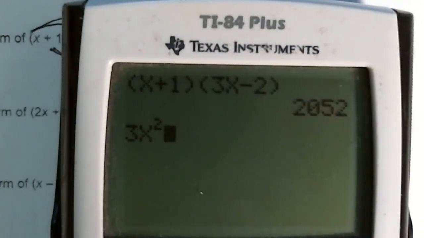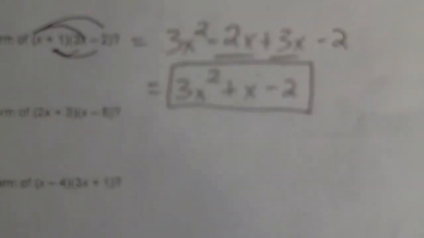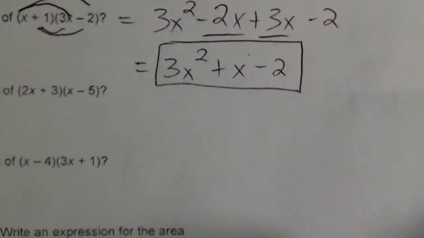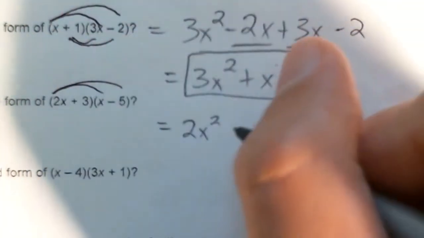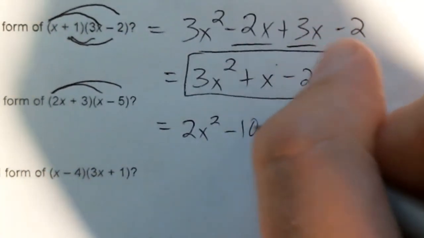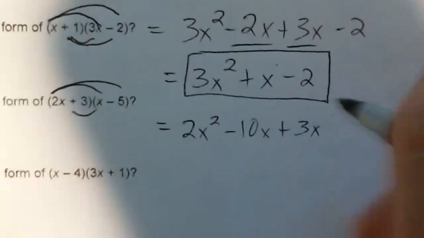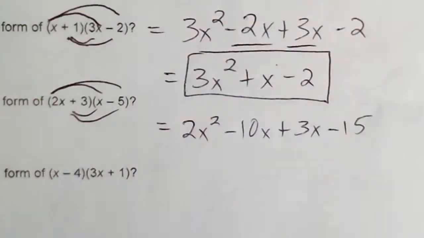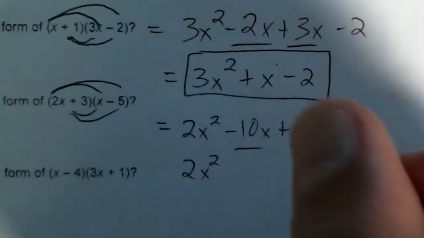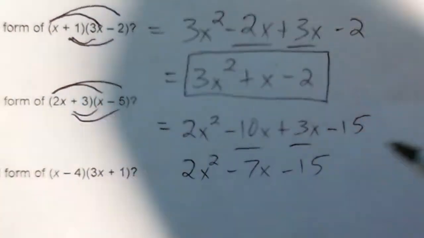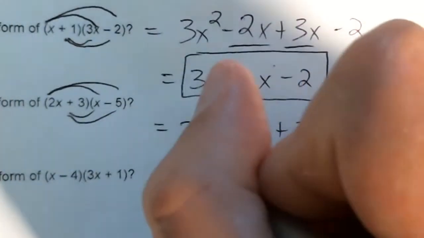3x squared plus x minus 2. Bam. I mean, you can literally do that in 5 seconds once you get good at this. Okay, next one. First, 2x times x is 2x squared. Outer. 2x times -5 is -10x. Inner. 3 times x is 3x. Last. 3 times -5 is -15. Combine my like terms in the middle. 2x squared, -10x plus 3x is -7x, and then minus the 15. Check that one for me, please.